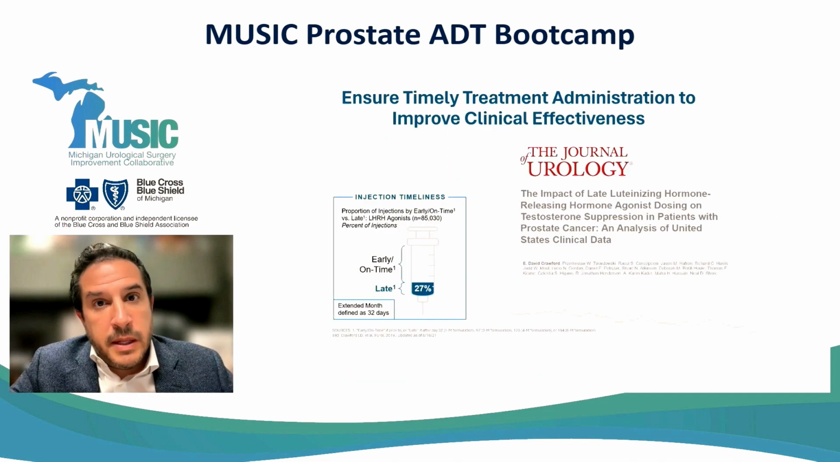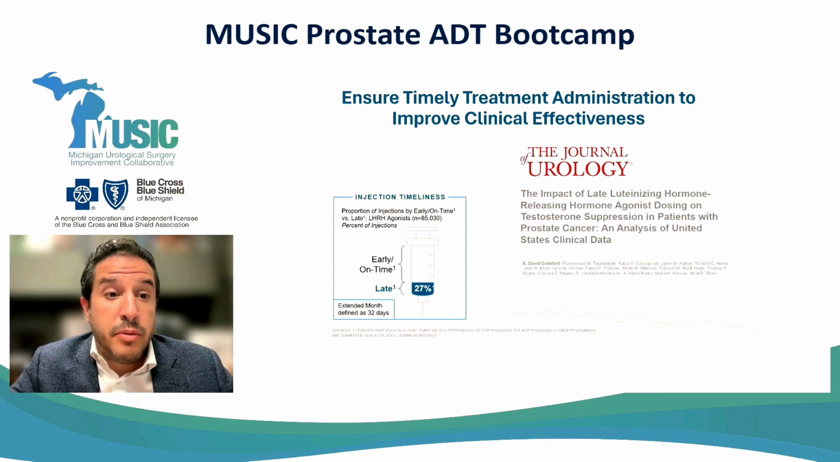Another important thing to keep in mind when using these agents is that these have to be delivered on time. When all these studies were completed in trial, they're based on on-time delivery. We did a study where we looked at 85,000 injections in the US between community and academic urology and oncology practices. And what we found was quite disturbing: 27% of the injections are late.